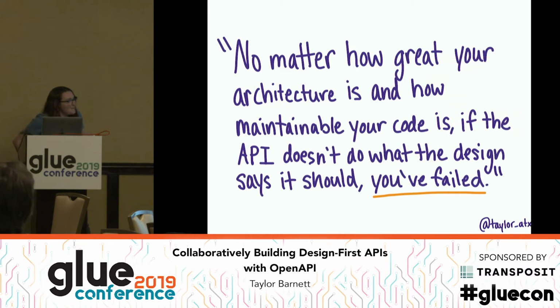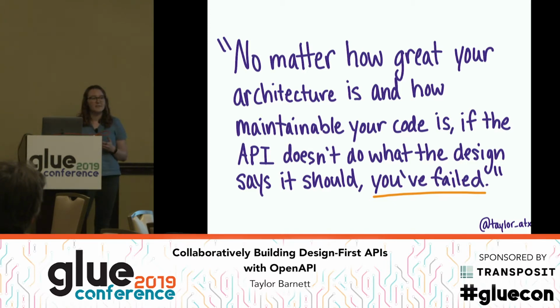And even though I'm mostly focusing on the design part of things, I really want to cover one bit on the build step. So this is also from the Continuous API Management book. No matter how great your architecture is and how maintainable your code is, if the API doesn't do what the design says it should, you've failed. So conforming to a published, or maybe not published, but some kind of agreed upon interface design or contract can be a really important quality metric for your implementation.